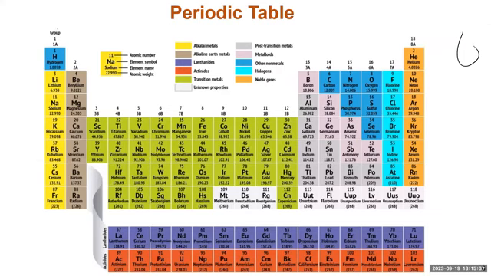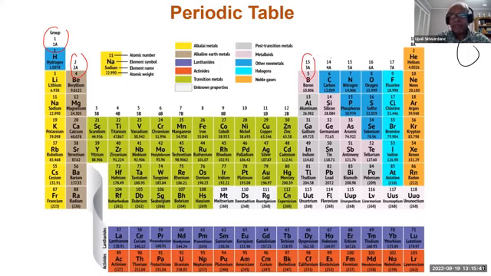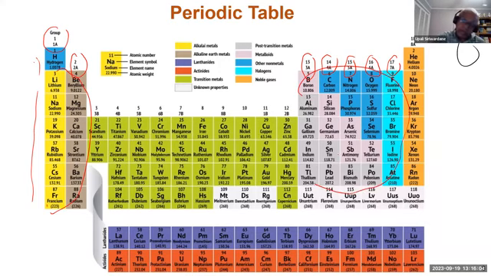Okay. 1A is here. 2A is here. 3A is here. 4A is here. 5A is here. 6A is here. 7A is here. These are the main groups. Main groups are the tall groups in the periodic table, including the s block and the p block, except the noble gases.